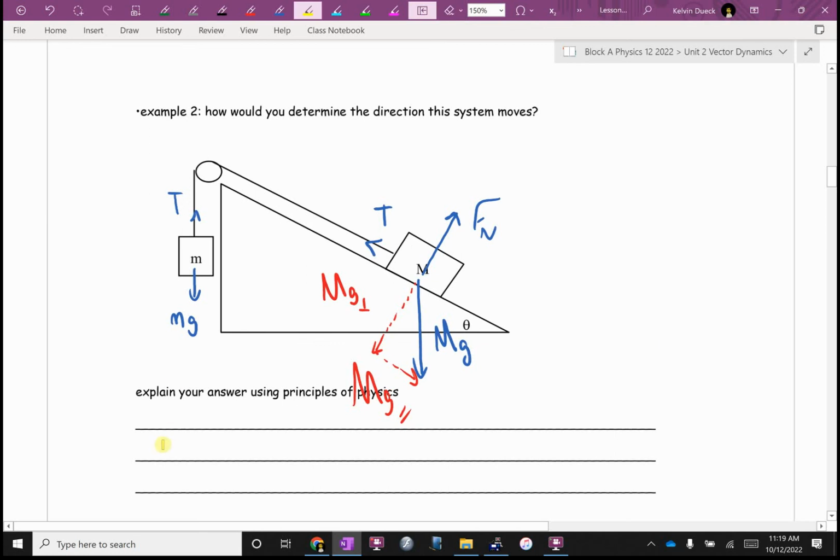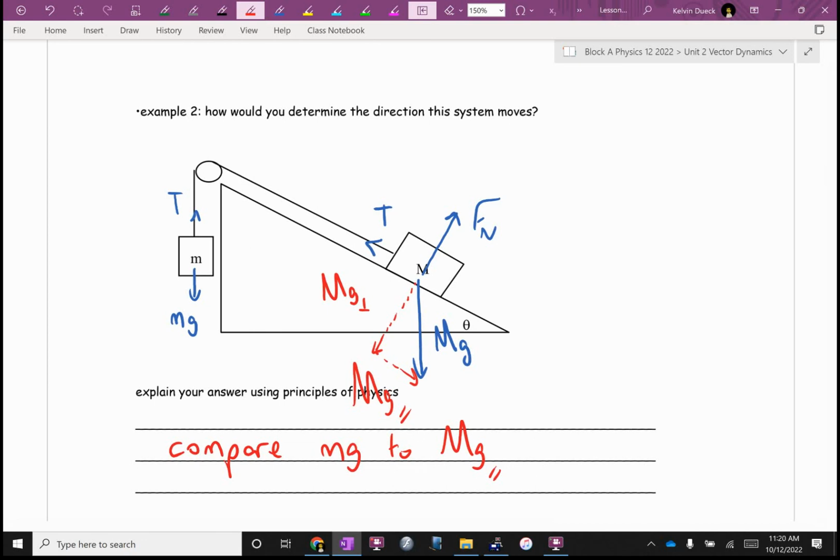I would just compare little mg to big MG parallel. Or as I like to think of it, big MG two lines. Or as I really like to think about it, big MG sine theta. Crunch those both quickly on your calculator, and whichever one is bigger, that's the winner. You can't crunch these ones yet because I haven't given you numbers.